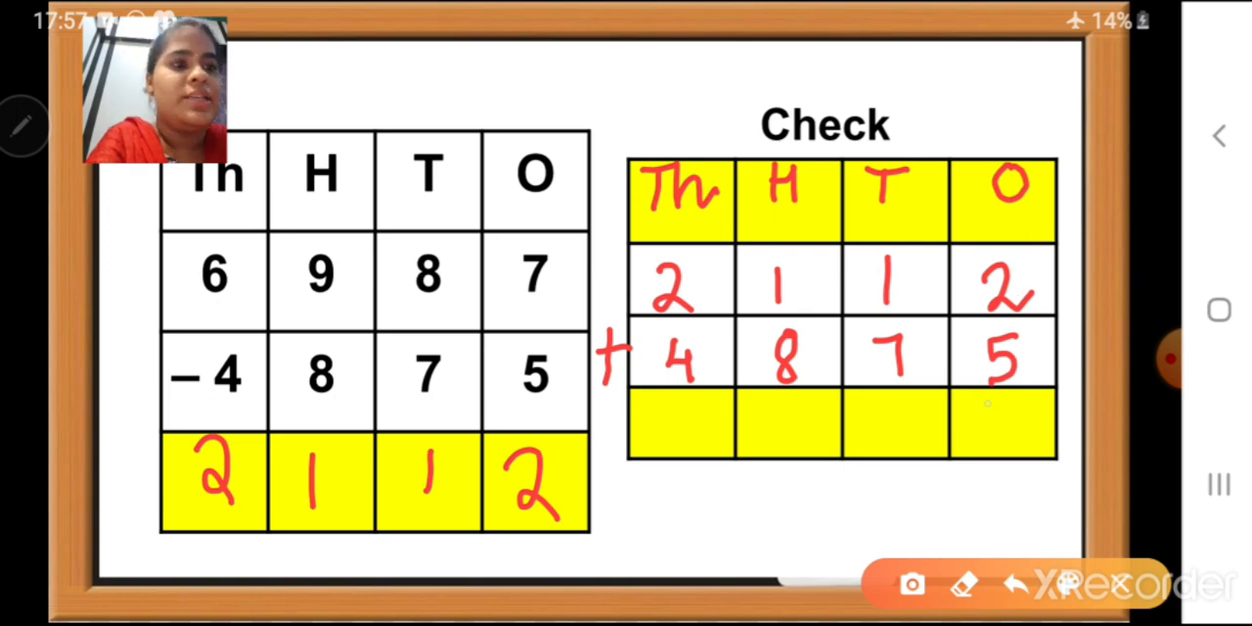2 plus 5 is 7. 1 plus 7 is 8. 1 plus 8 is 9. And 2 plus 4 is 6. As you can see, we have got 6987, which is our minuend. That means our subtraction is correct. Children, please note it down.